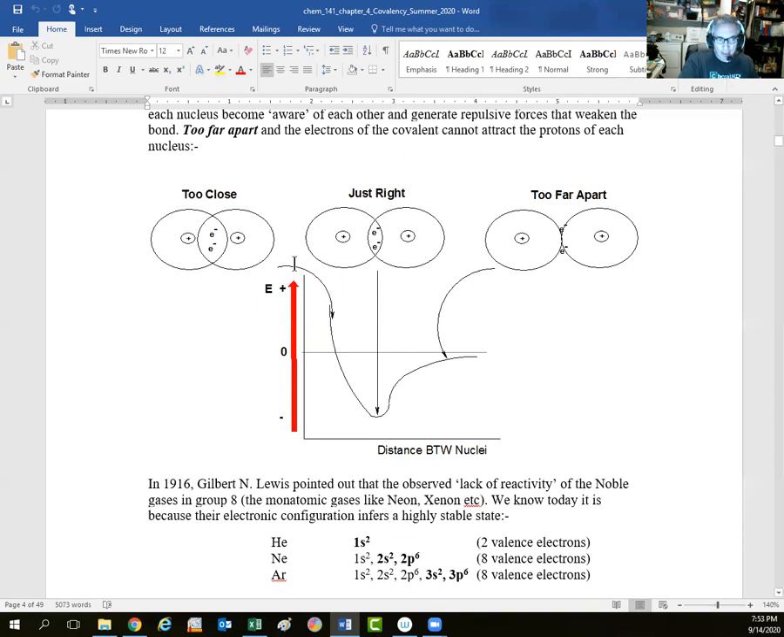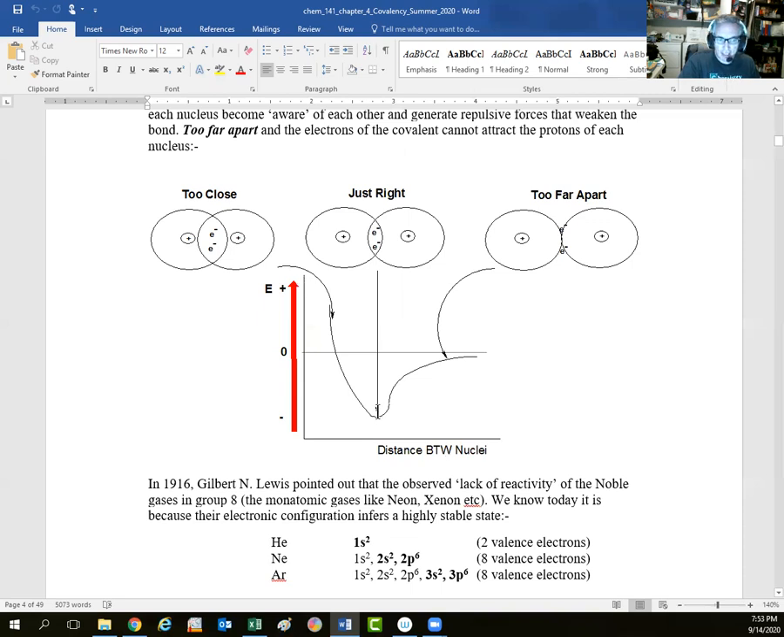However, if the atoms get too close to each other, we see that energy of that bond start to rise, and the bond becomes more unstable. That's because as the atoms get closer to each other, positively charged protons in one nucleus become aware of positively charged protons in the other nucleus. Proton to proton repulsion, and that raises the energy of the bond.